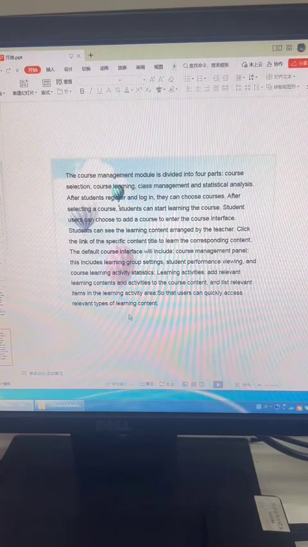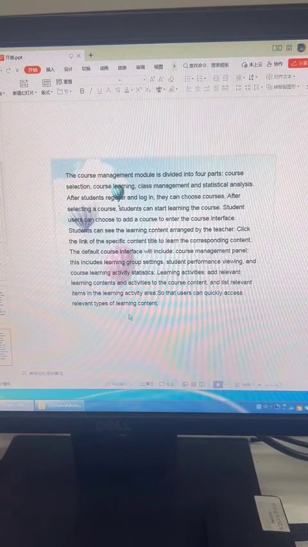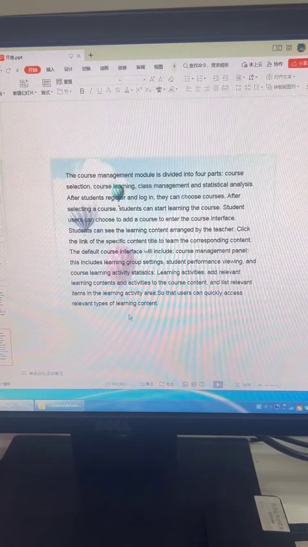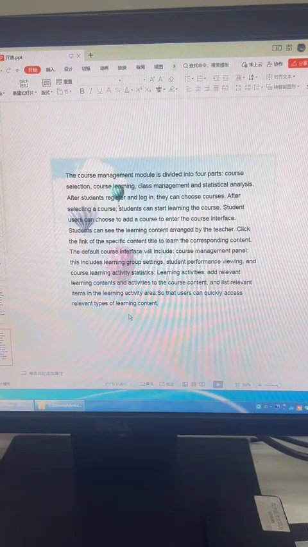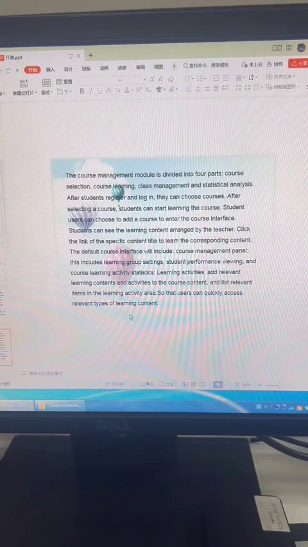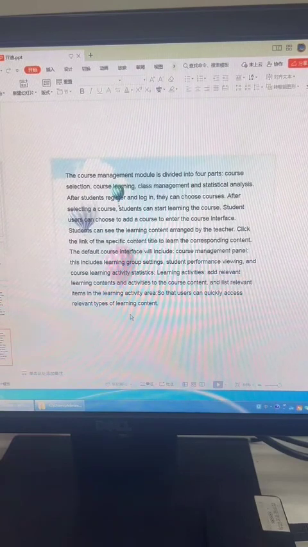Students can see the learning content arranged by the teacher. Click the link of the specific content title to learn the corresponding content. The default course interface will include a course management panel. This includes learning group settings, student performance viewing, and course learning activity statistics.